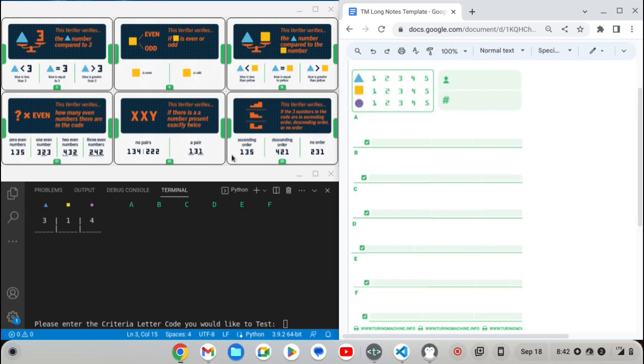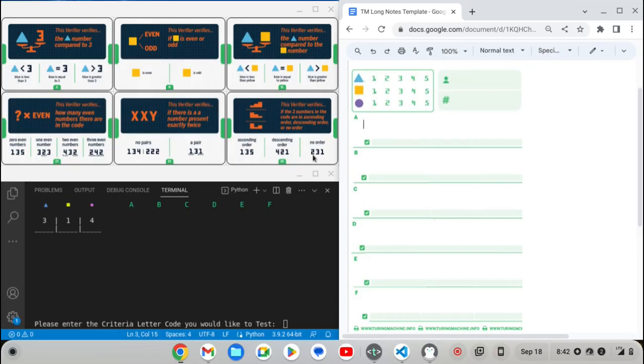And finally, criteria card F again looks at our 3-digit solution, looking at triangle to square to circle, and will let us know a little bit about the ordering of those digits. Are they in an ascending order, meaning that they're increasing, as in the example 135, or are they descending, or decreasing, as in the example 421, or could they have no order?